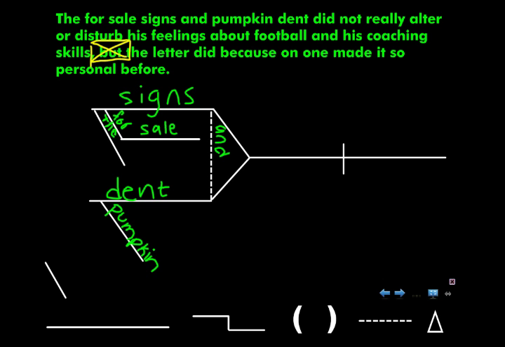Now, she has properly identified signs and dent as the compound simple subject of this sentence. Signs and dent. Pumpkin is modifying dent. The is modifying signs, and for sale is modifying signs. And she includes and as the conjunction joining the two on the dotted line in the fork. It's a nice job.